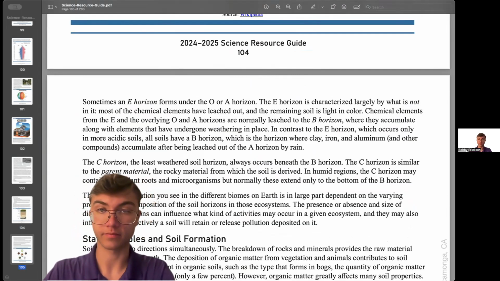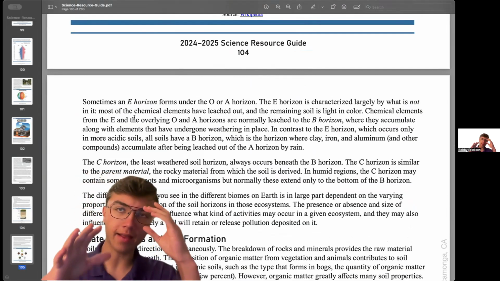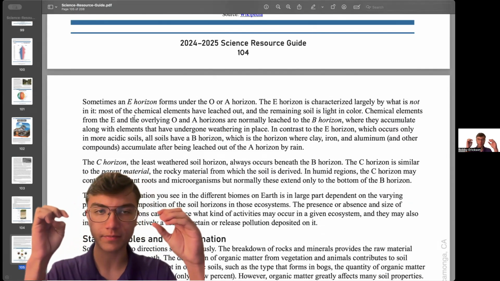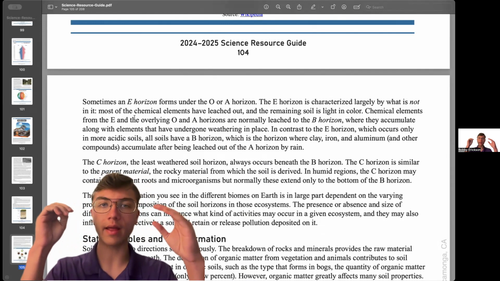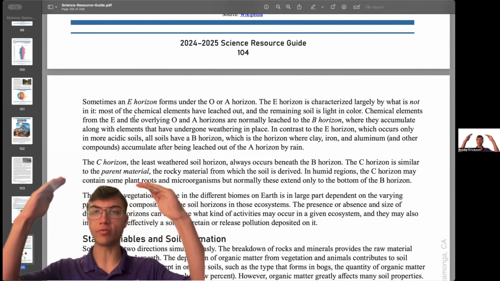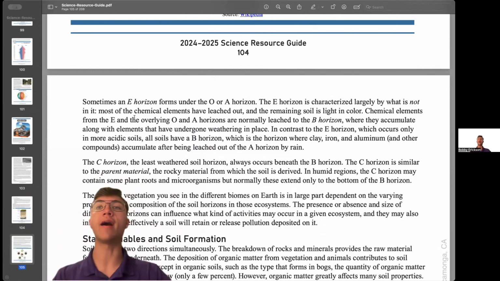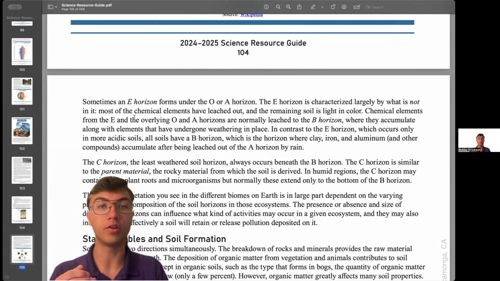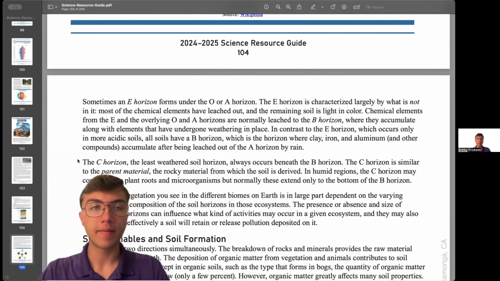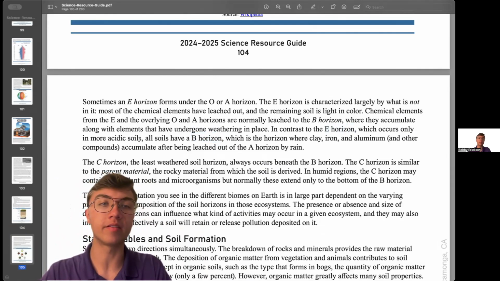And so from the E horizon, usually that organic material goes down into the B horizon. That's what it means by leached, it goes down into another area. And so these accumulate and they have undergone weathering. And so all soils have a B horizon, whereas E horizons usually only occur in more acidic soils.